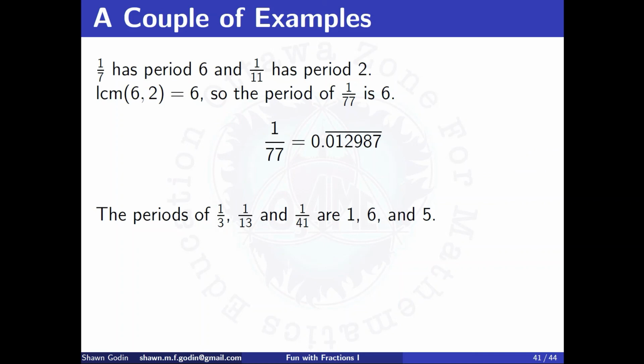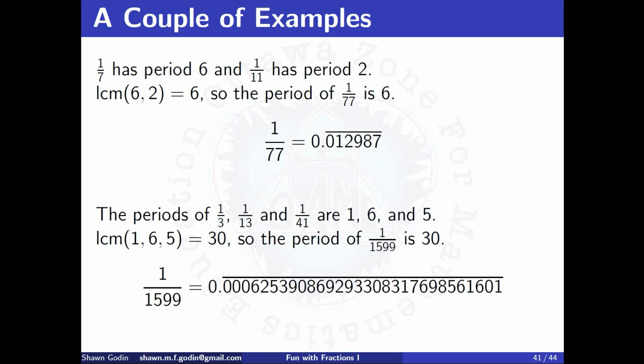Similarly, the periods of 1/3, 1/13, and 1/41 are 1, 6, and 5. The lowest common multiple of 1, 6, and 5 is 30. So the period of 1 over 1599, which is 3 times 13 times 41, is going to be 30. And if we actually work that out, that's indeed what happens.